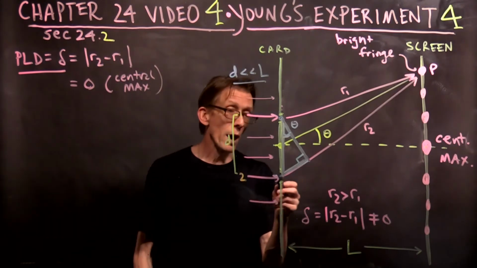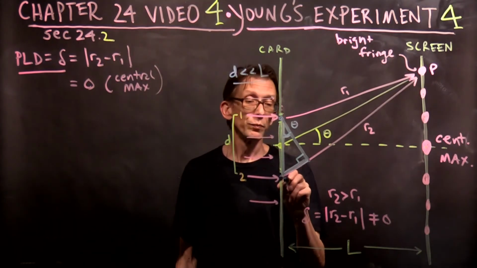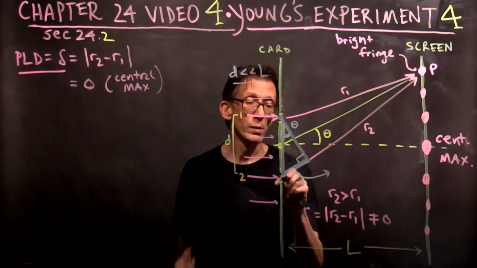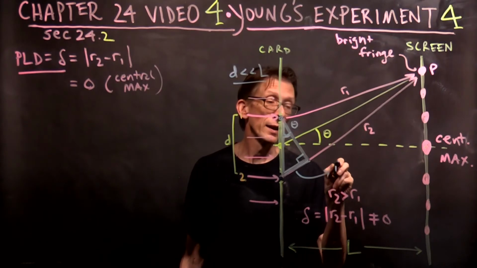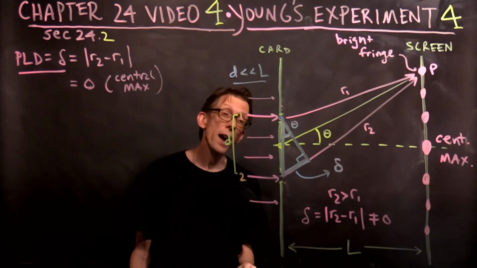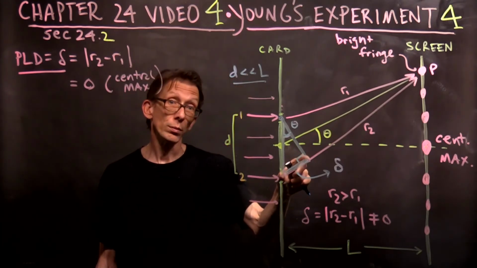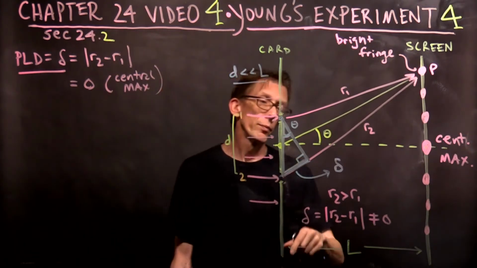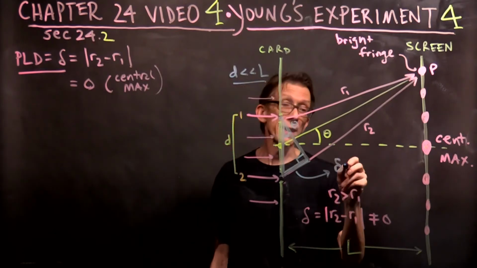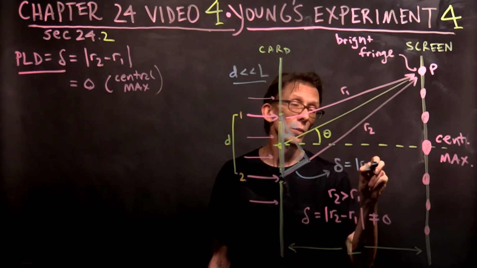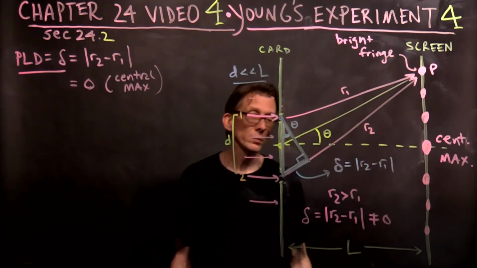Now what I want to show you is that this section here of the blue triangle is the path length difference. That is delta. R2 has to go that much further than R1 does. This is the path length difference. That is R2 minus R1.